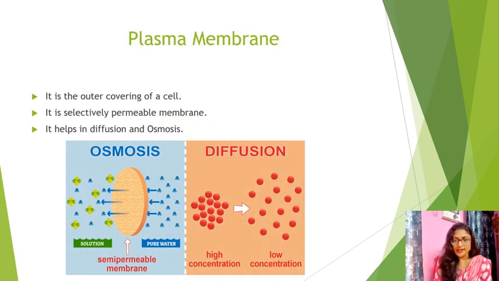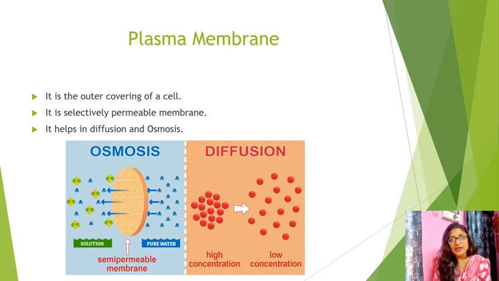Now we will discuss the plasma membrane. If we discuss the plasma membrane, we can say that it is the outer covering of a cell. The outermost covering of the cell is the cell membrane, especially in the case of the animal cell membrane or the plasma membrane. It is selectively permeable.